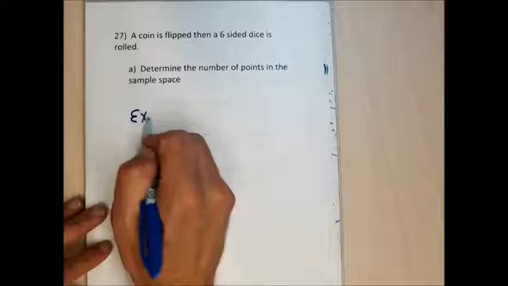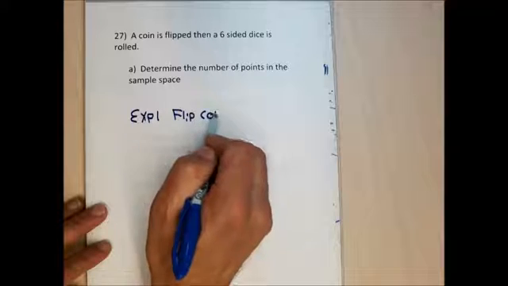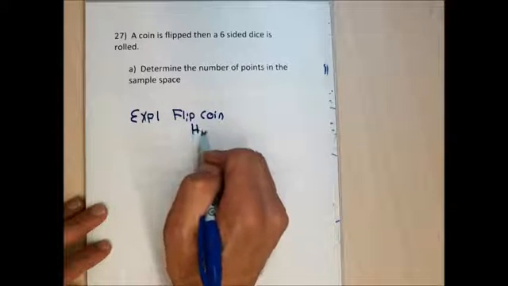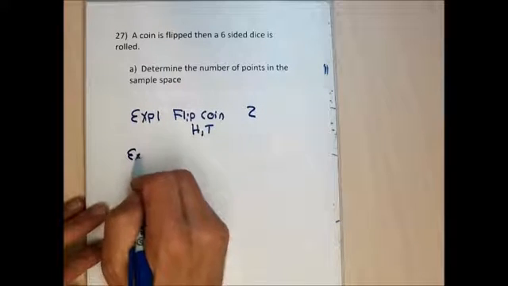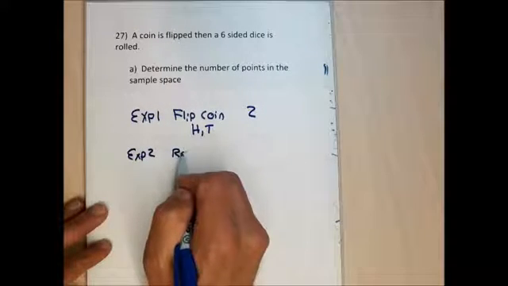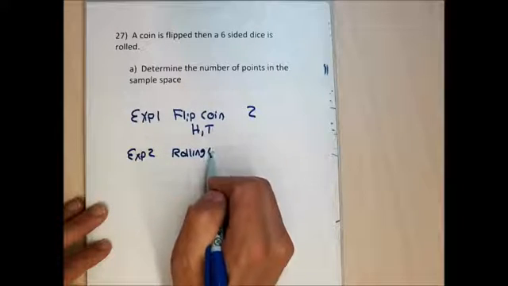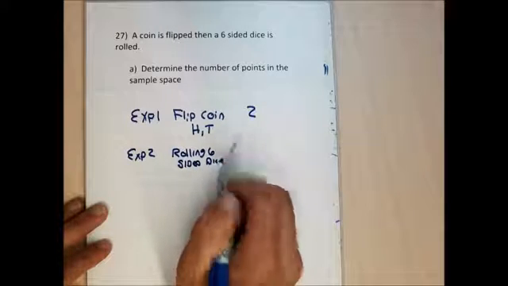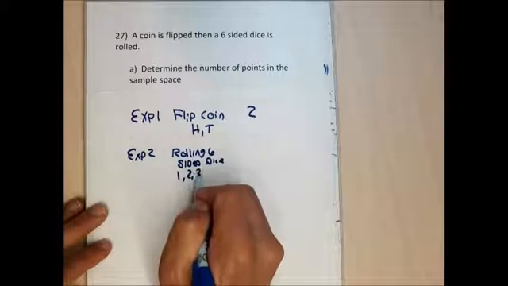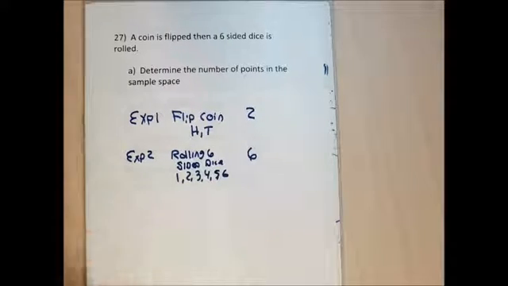Experiment 1 is flipping a coin. And there's 2 possible outcomes when I flip a coin and write down if it comes up a head or a tail. And experiment 2 is rolling a 6-sided dice. And what could happen when you roll a 6-sided dice is you can get any of the numbers from 1 through 6. So there's 6 different possible outcomes when you roll a 6-sided dice.